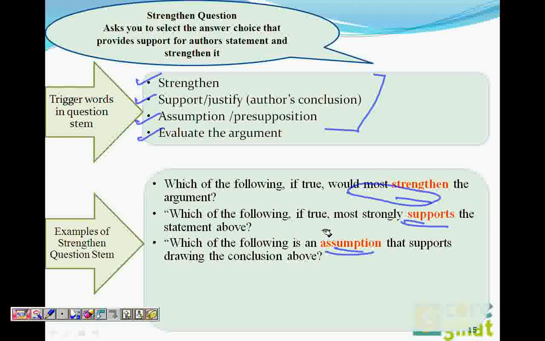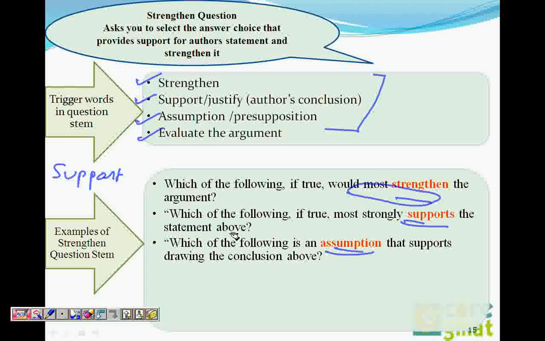So for example, is there any question where there would be a strengthen word but it would not be a strengthen question, just to confuse the students? Yes, there will be a word like support, but it will not be a support question. It will be an infer question. If the support is from above, then it's a strengthening question, but if the support is from below, then it's an infer question. That's very important, and we'll discuss the word support in detail. If it says support the statement above, that means the support is for the statement above. Understood.